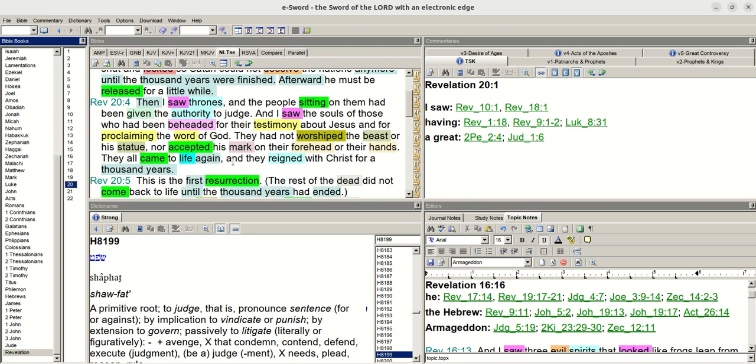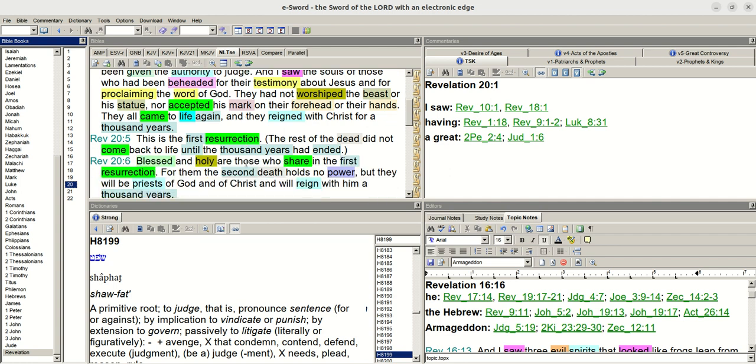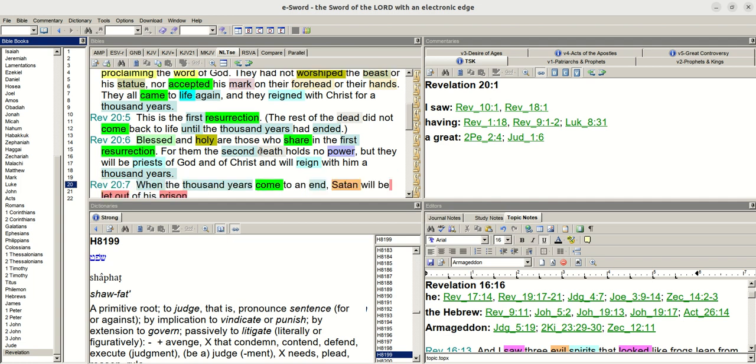They all came to life again, and they reigned with Christ for 1,000 years. This is the first resurrection. The rest of the dead did not come back to life until 1,000 years are ended.